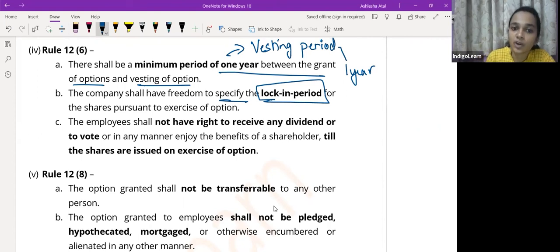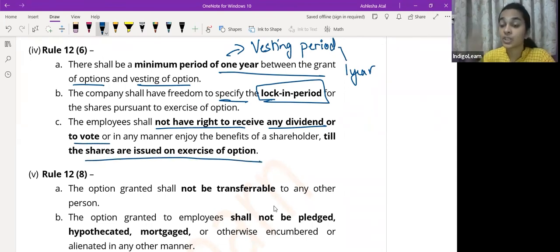The employee shall not have right to receive any dividend or to vote till shares are issued on exercise of option. So जब तक उस employee को shares issue नहीं हो जाते, allot नहीं हो जाते, तब तक इस employee के पास voting right या right to receive dividend नहीं होगा. So only after he actually exercises his option and shares are issued to him, this employee shall have the voting right and shall have the right to receive dividend.